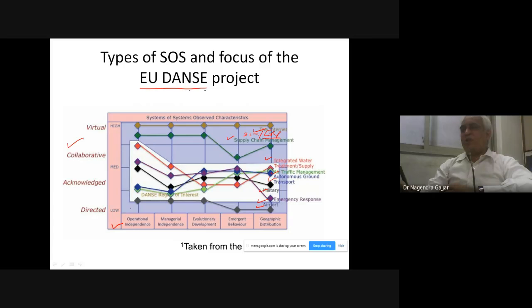Similarly, you can say, where is my system? What is the graph for my system? This is also one of the assignment parts: your system will have what kind of independence versus emergent behavior versus geographic distribution.